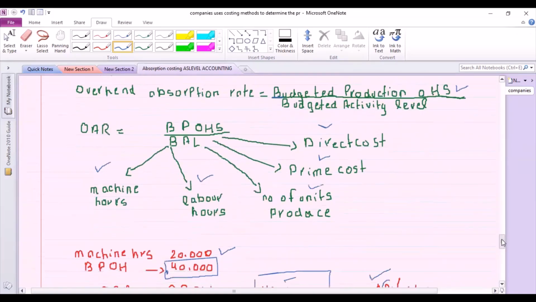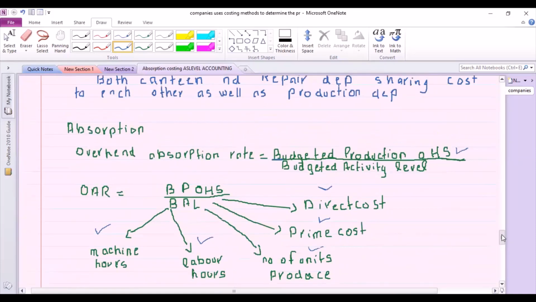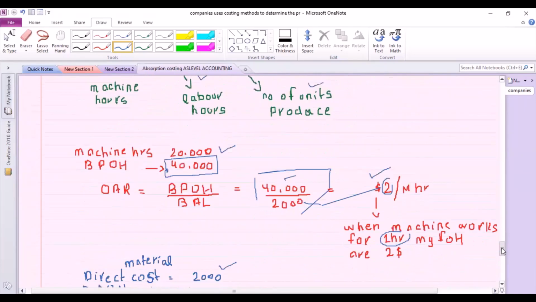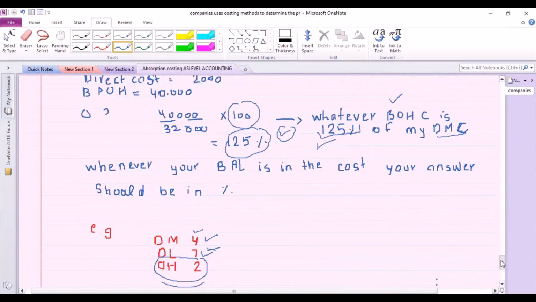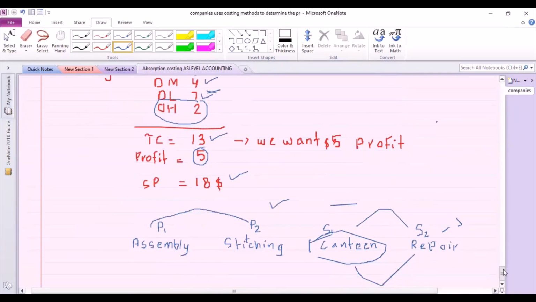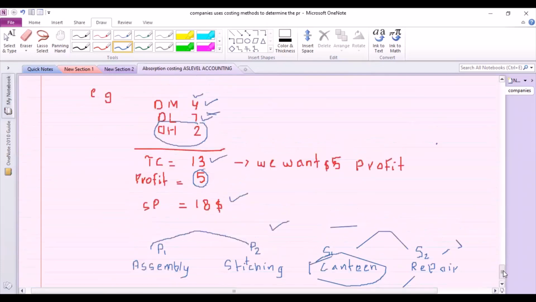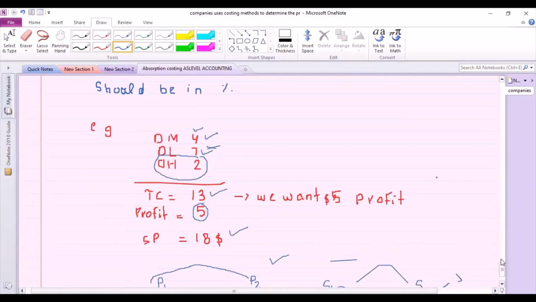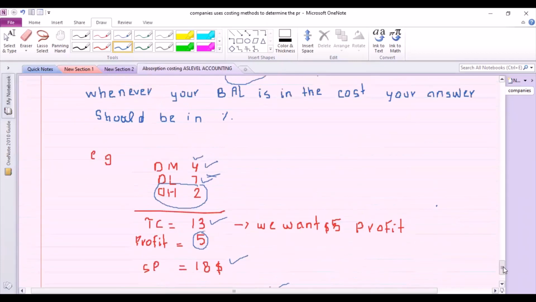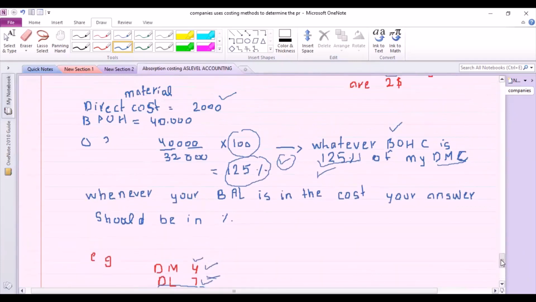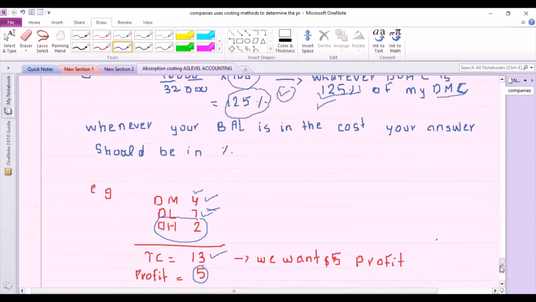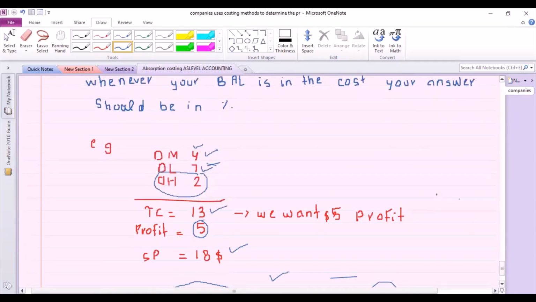And I already told you about this, what is absorption and how can we do this. So I think maybe you guys are clear now, but if you have any query related to this chapter you can ask, and after that we will discuss some overhead and underhead absorption concepts, and after that we will solve some questions from this topic from the past paper.